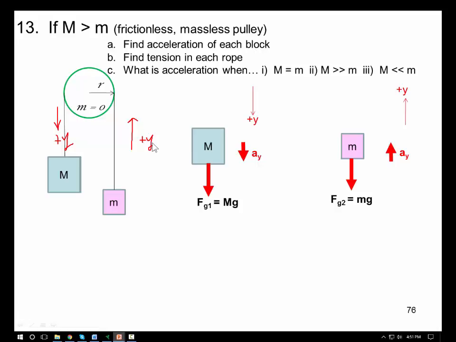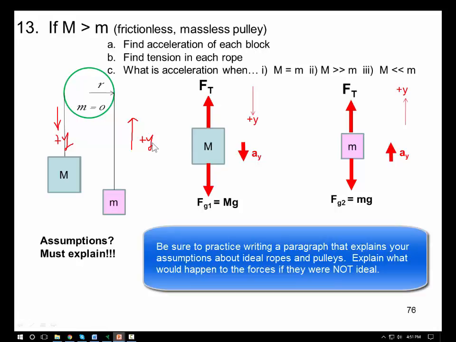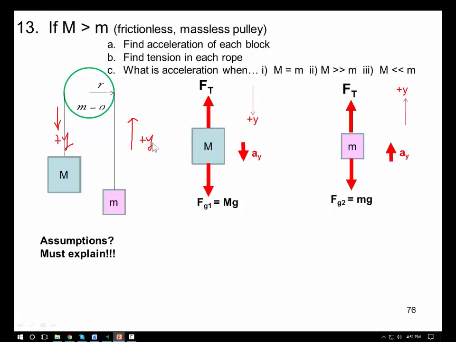I've got a gravitational force pulling down on each block, and I've got a tension force pulling up on each block. And of course, we've already stated the assumption that these are ideal pulleys and ideal ropes, and the tension should be constant throughout if there's no binding on the rope or if there's no inertia of the pulley that I have to overcome on one side of the rope or another.